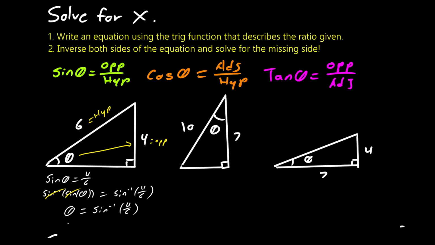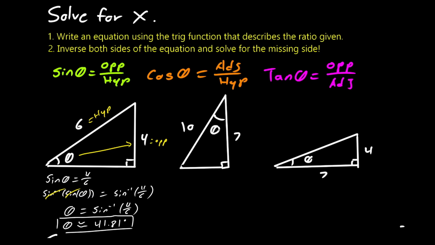And if you put that into your calculator, you will get approximately 41.81 degrees. Remember, it's in degrees because it spits out an angle, not a ratio. Also, we use the approximate sign because we're rounding off here. Okay, let's do the next question.